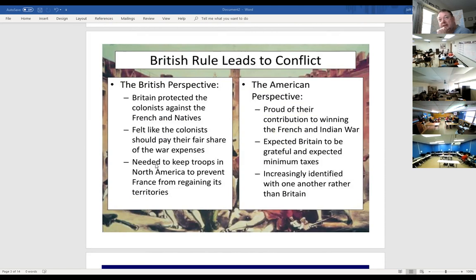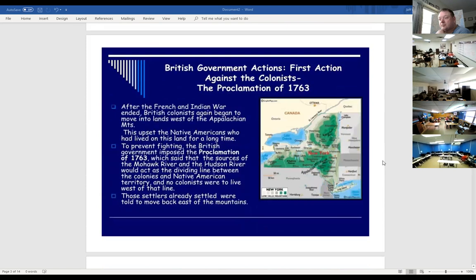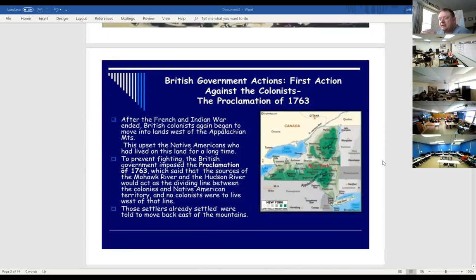And so England, the leaders in Parliament, said, we need to put more troops. We need to keep the troops that we sent over there for the war and maybe send more, of course, to keep France from regaining territory, but also to keep these rebels, or to keep this growing rebellious attitude from getting out of control.